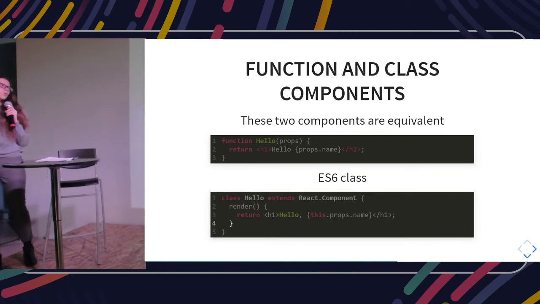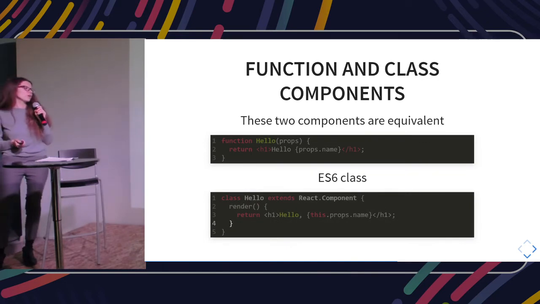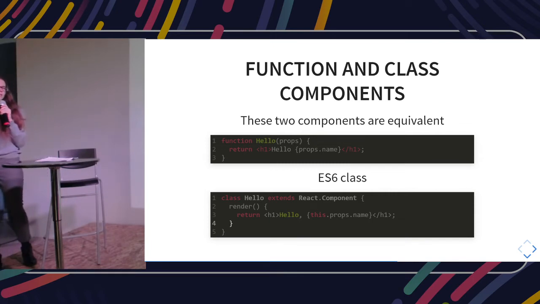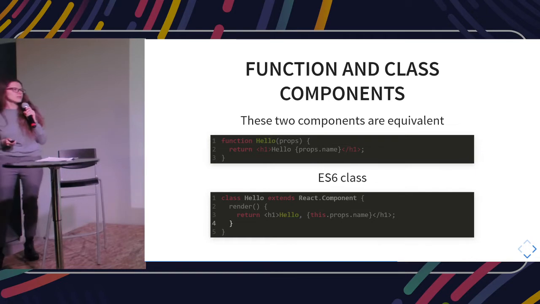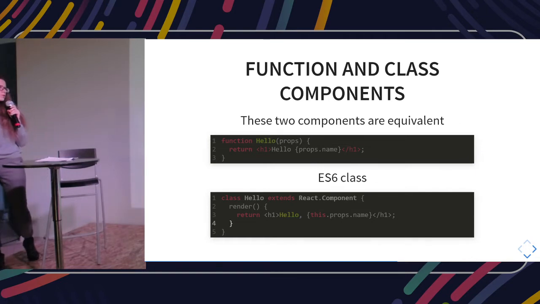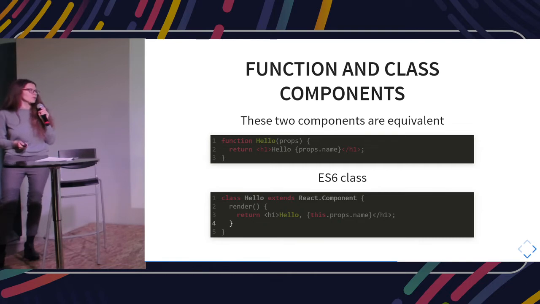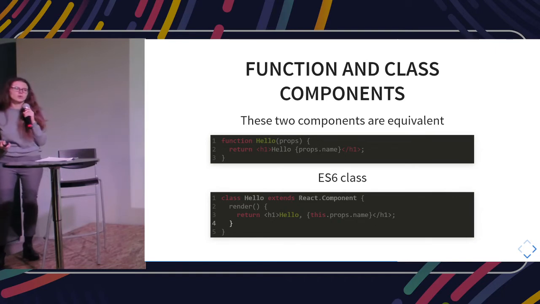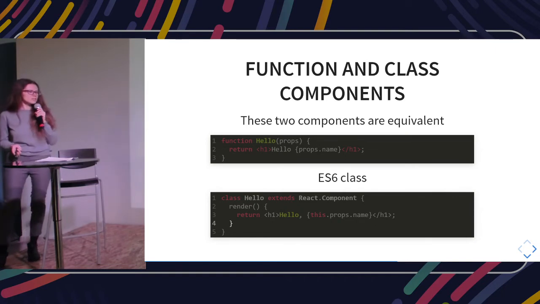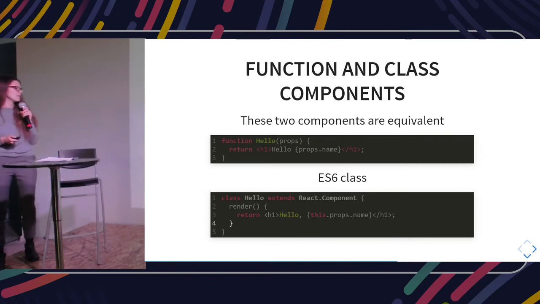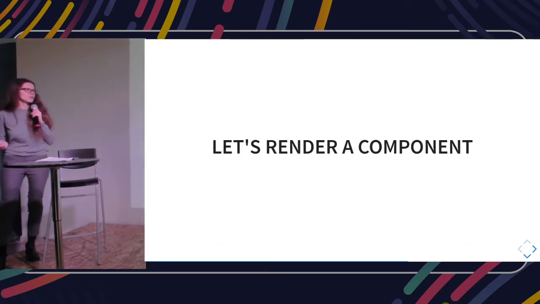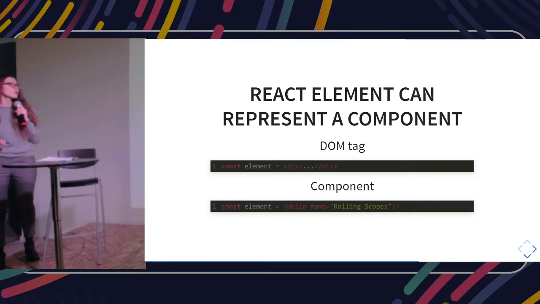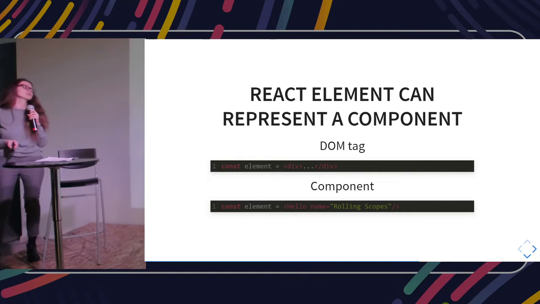Here is another component written using an arrow function. And here is another component which is written using ES6 classes. There is a difference between these two components. The first one is a stateless component. It means that it doesn't have a state. And when we write a component using ES6 classes, it will have a state. We will see it later. Let's render our component. A React element can represent a DOM tag or our component. You'll see it.